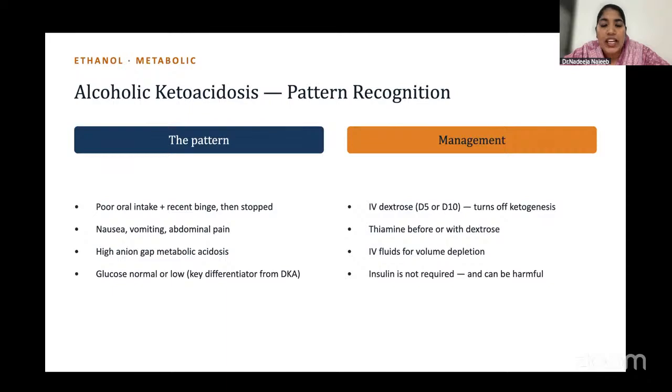How would you manage alcoholic ketoacidosis? In AKA, the primary reason for ketosis is the depletion of glycogen stores. So you supplement it. Manage first with IV dextrose, preferably 5%, with thiamine before or with the dextrose. Thiamine is a very important cofactor of the Krebs cycle. Only if you give thiamine will the dextrose you are supplementing be utilized by the body, otherwise it is of no use. Give IV fluids for volume depletion, no insulin at all, and make sure you do not treat alcoholic ketoacidosis as DKA.